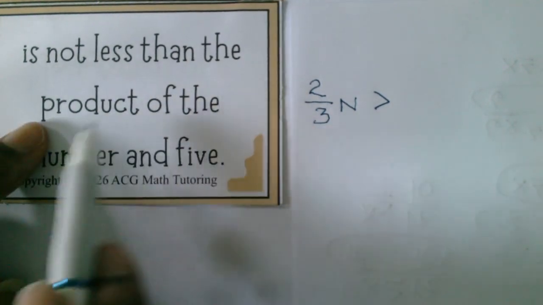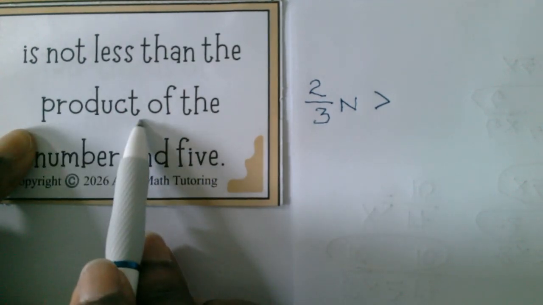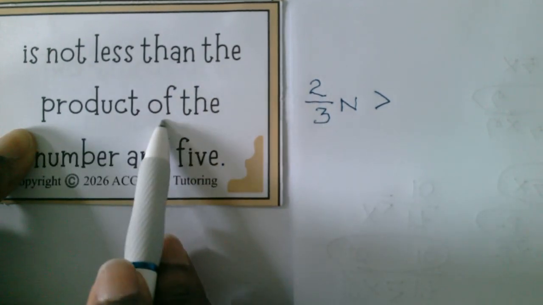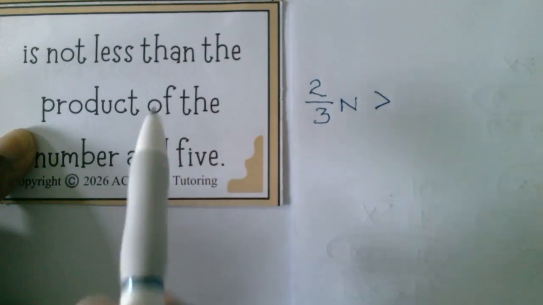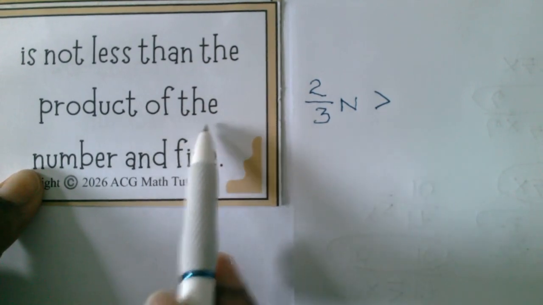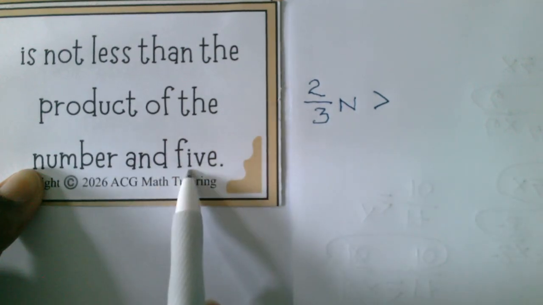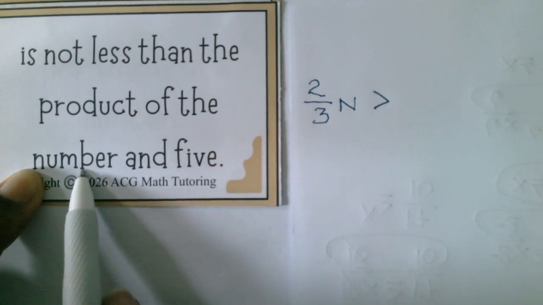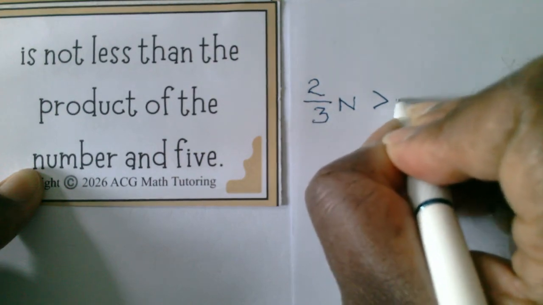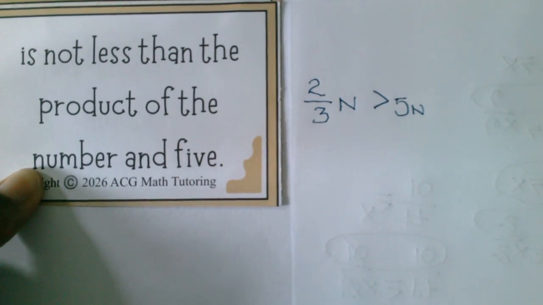Now, greater than or not less than what? Here's the next part. The product of. So product, that's associated with multiplication. So since they said the product of, that means I'm multiplying two things. And what are the two things that we're multiplying? Which comes down here: the number, so that means I'm using my n, and 5. So I'm multiplying the number and 5, which I can simply write as 5n.